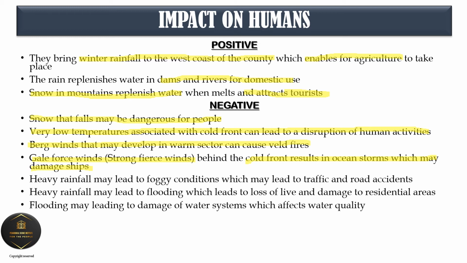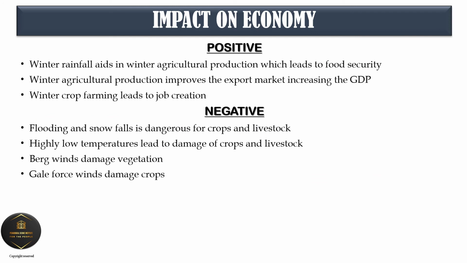Now we know that heavy rainfall decreases visibility, so it leads to foggy conditions, which may lead to traffic and road accidents. And we also know that when we have heavy rainfall, it may lead to flooding, and that may lead to loss of lives and damage to residential areas. And flooding again may damage water systems, decreasing the water quality and water availability as a result. So these are some of the negative impacts, and those are some of the positive impacts of this system on humans. So let us look at more.